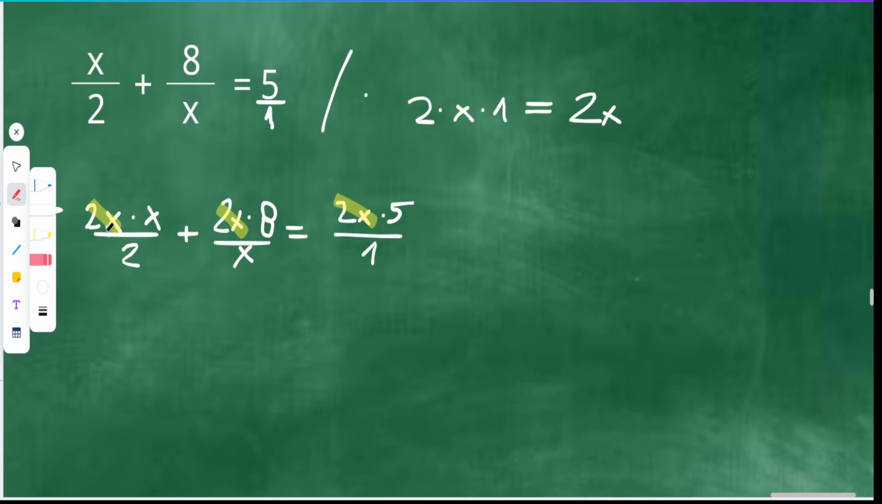And we will get numbers like 2 halves is 1. So here we have x squared, to the second power. Here we cancel x and get 2 multiplied by 8, or plus 16, equals, on this side we have 2x multiplied by 5, or 10x. This is divided by 1, but anything divided by 1 is just that anything. So 10x over 1 is 10x. Now let's transform this equation.